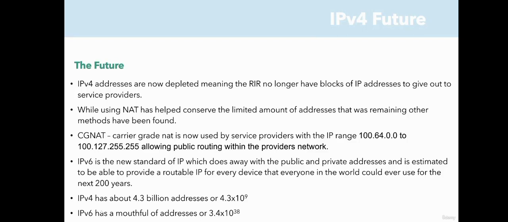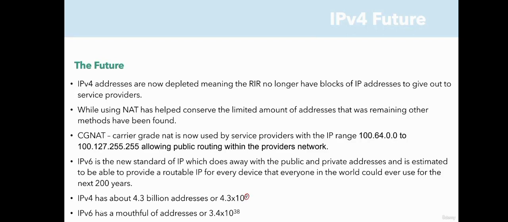So as we know, IPv4 has a total of about 4.3 billion addresses, which is 4.3 times 10 to the 9, so that's 9 zeros. IPv6 has a mouthful of addresses. I can't even pronounce it. I'm not even going to write it down. It's just absolutely crazy. But it has 3.4 times 10 to the 38. That's 3.4 with 38 zeros at the end. That is a crazy amount.